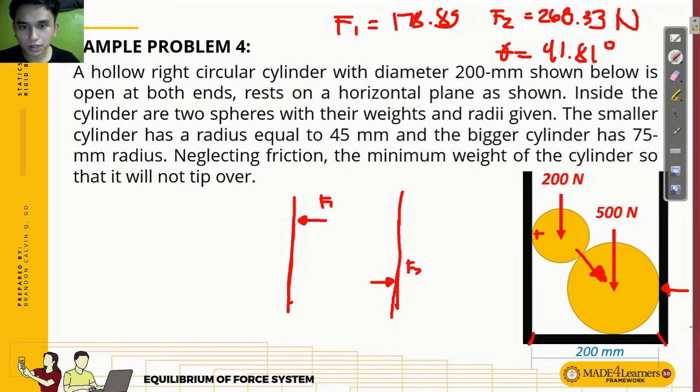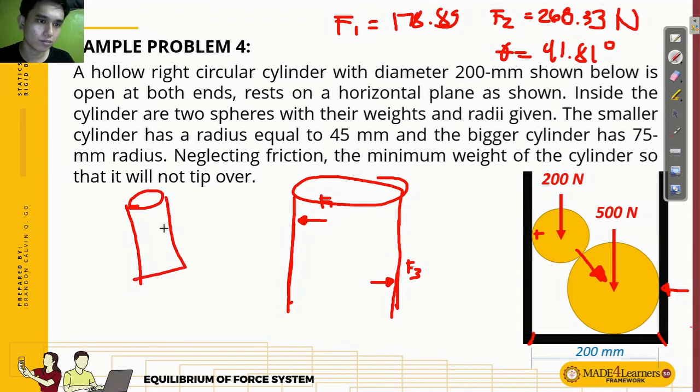Which is F3. Okay? So, ang pungta na class, neglecting the friction, the minimum weight of the cylinder, wala pa man nag-consider ang cylinder, so that it will not tip over. So, due to F1, so murag matilt kining cylinder, di ba? Mutuwad siya sa this direction. So, same sa F3, pero ang direction niya kani. Pero i-compare sa duwa, mas dako na siya og moment, di ba?